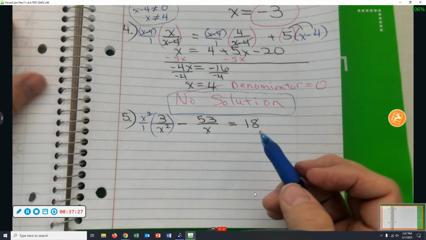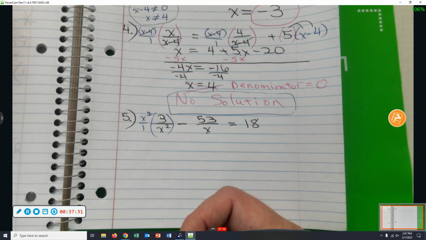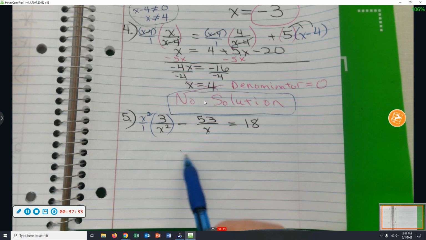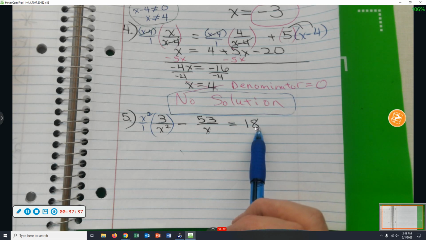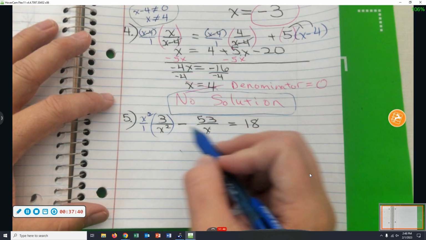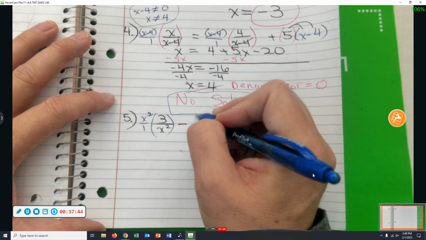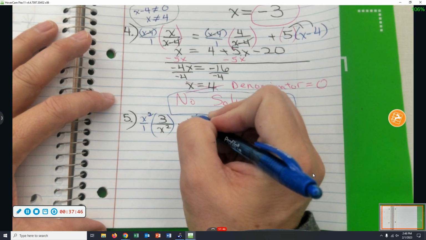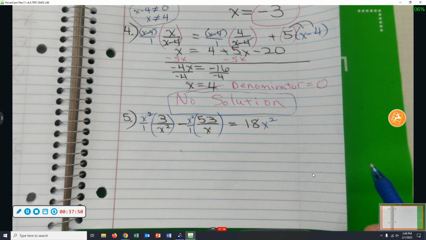And I forgot to ask y'all this, but how many times am I going to have to multiply by x squared? 1, 2, and then over here 3. Each fraction is a separate term. The 18 is a constant term. So we're multiplying by x squared 3 different times.